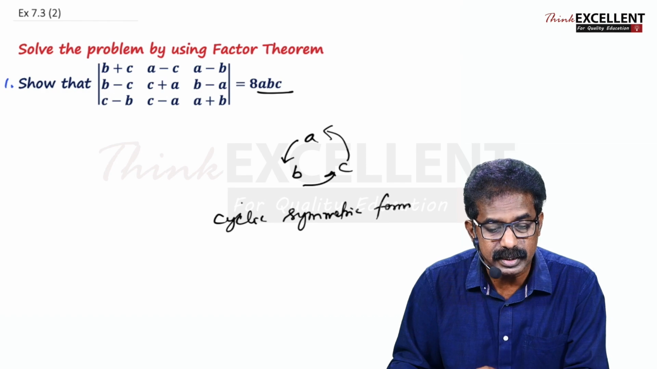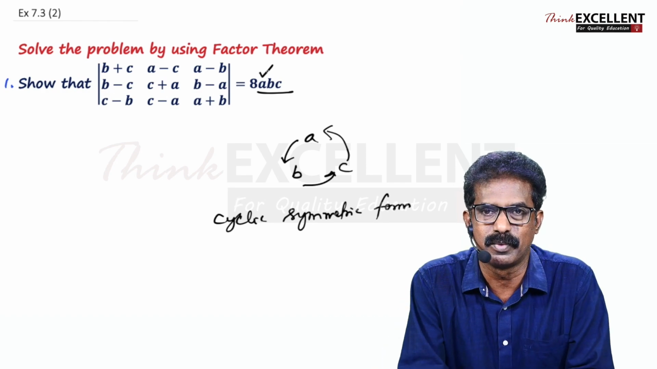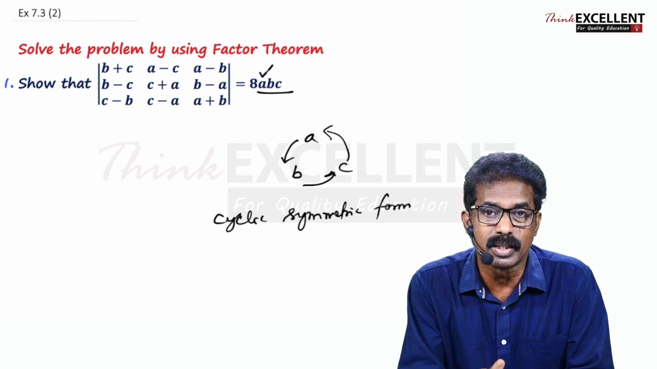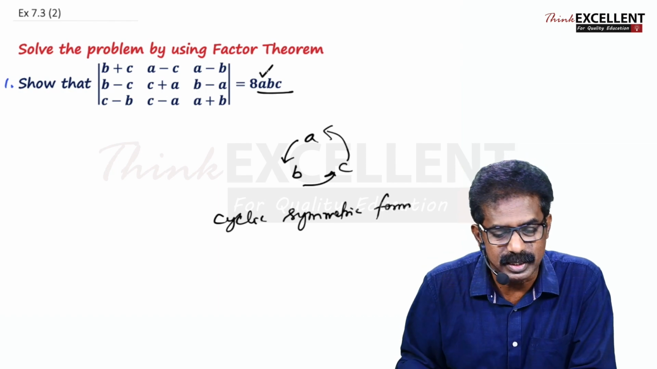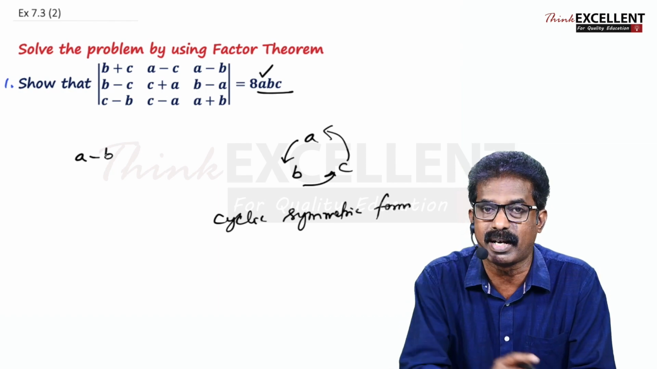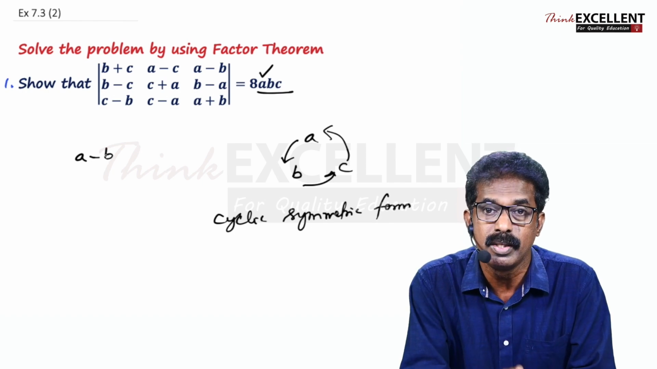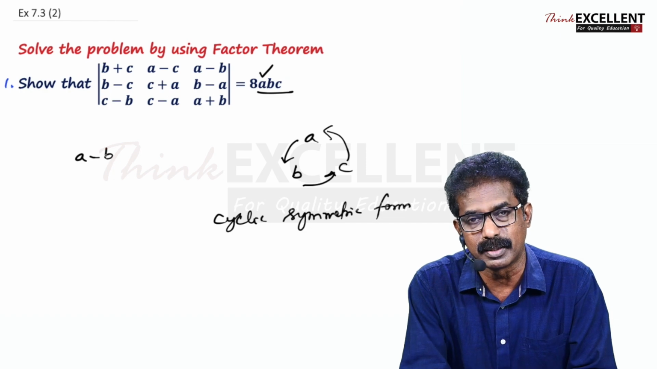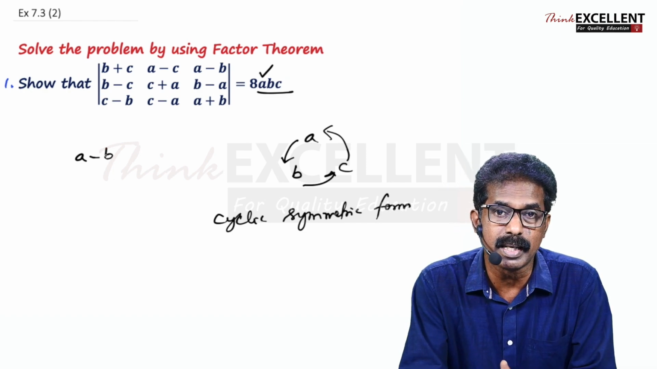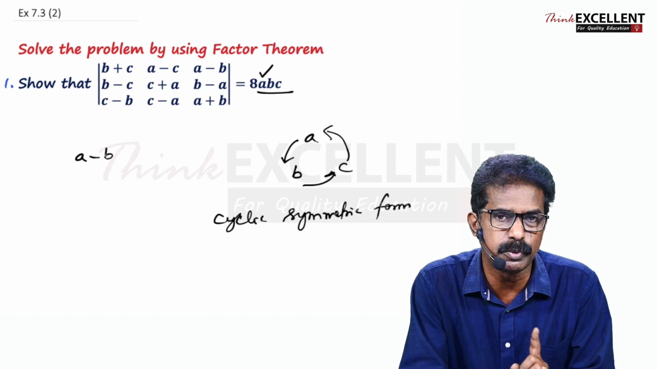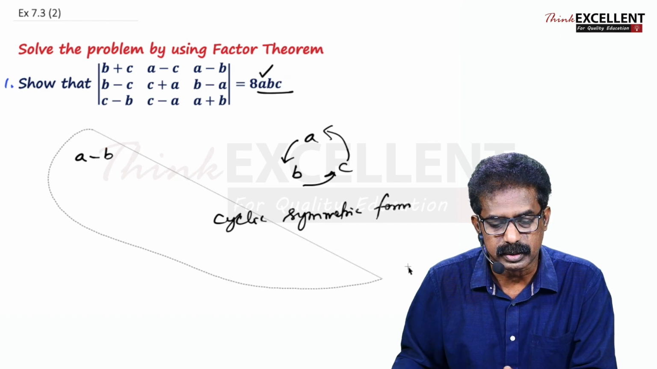So in such cases, what is the specialty here? You prove a is a factor. Once you have proved a is a factor, you can say similarly we can prove b and c are also factors. In some questions we prove a minus b is a factor. Once you have proved a minus b is a factor, if they are in cyclic symmetric form, you can state the other two factors without proving. You say similarly we can prove b minus c and c minus a are also factors. After proving one factor, you can just say similarly.